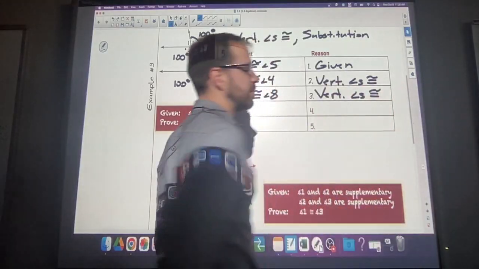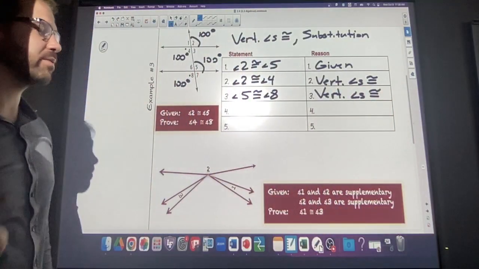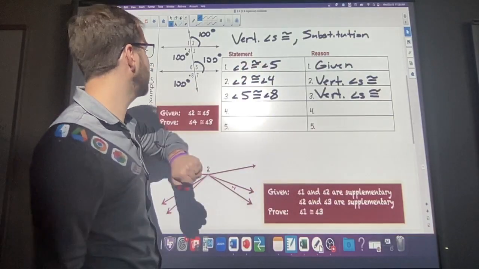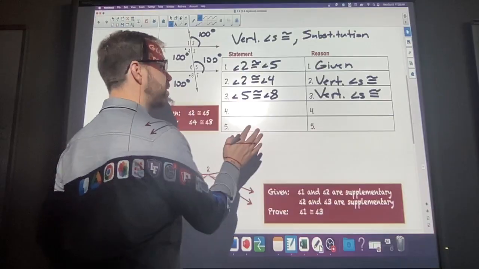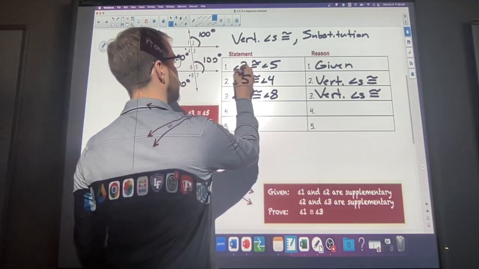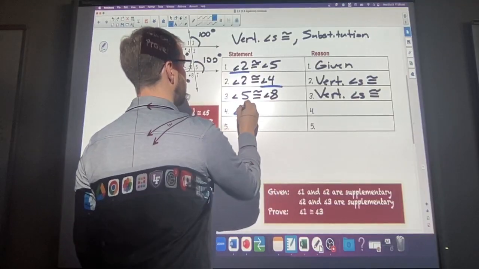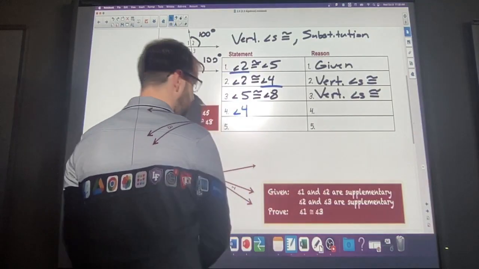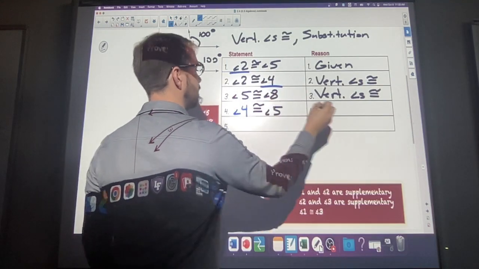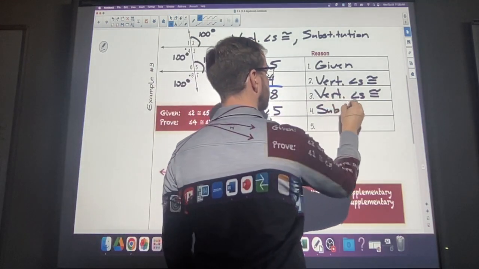Now, some people will substitute both in at the same time. That's totally fine. I don't mind that at all. If you want to substitute the 4 and the 8 in all at once, I'm going to do it one at a time just so you can see what I'm doing. Because remember, I'm going to replace this 2 with this 4, and I'll get angle 4 there. And I get angle 4 is congruent to angle 5, and that's because of substitution.